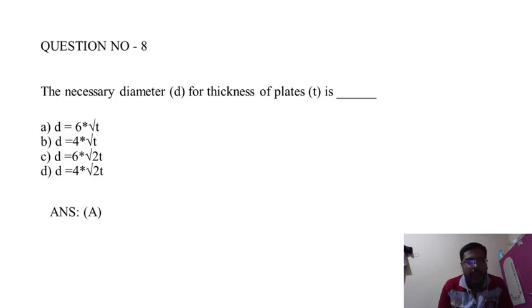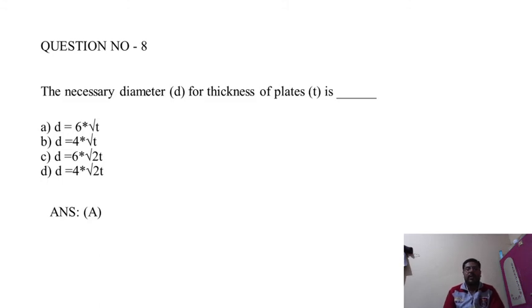Question number 8. The necessary diameter D for the thickness of plate T is: D is equal to 6 root of T. D is equal to 4 into root of T. D is equal to 6 into root of 2T. D is equal to 4 into root of 2 times the thickness. So choose your correct answers.